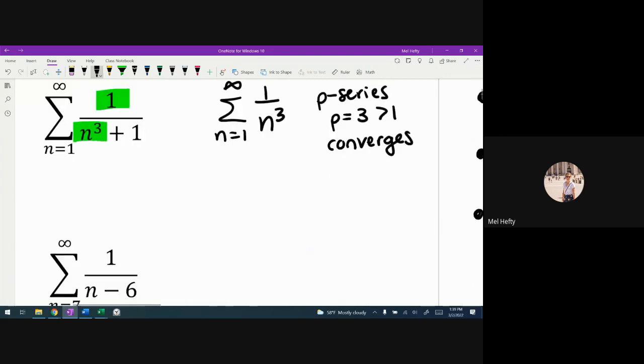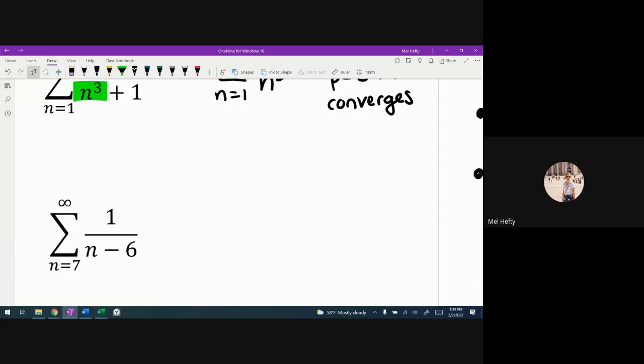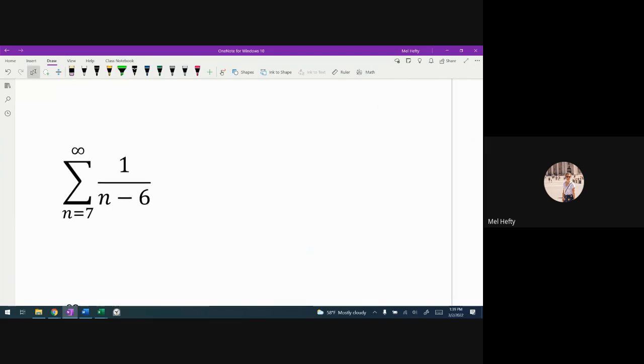As I scroll down, I want you to think about what would you compare this one to. Anyone have an idea of what I could compare this to? Think simpler. What does it look kind of like? What kind of P series? Does it look kind of like the harmonic series?